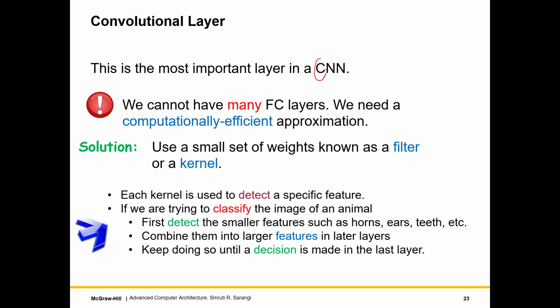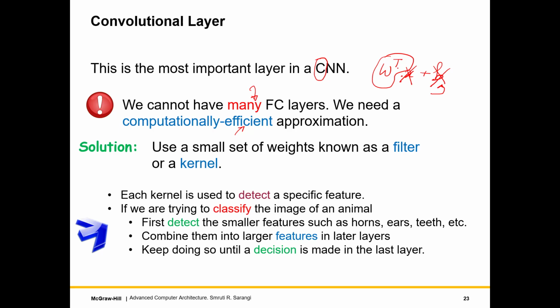And this is by far one of the biggest inventions in this latest wave of AI ML, where people have said that, look, we can't have many FC layers; they're too heavy. So we need a computationally efficient approximation. So what you do is that basically in this equation over here, the bias term is a small scalar value. You don't care about it anyway. The input is something you can't change. The weights need not be as large as the input.